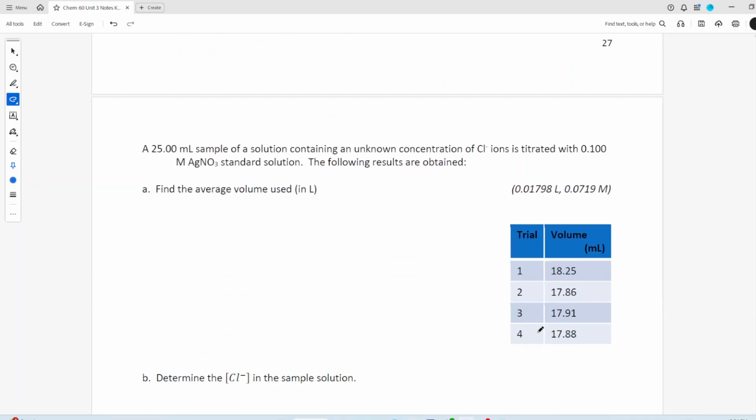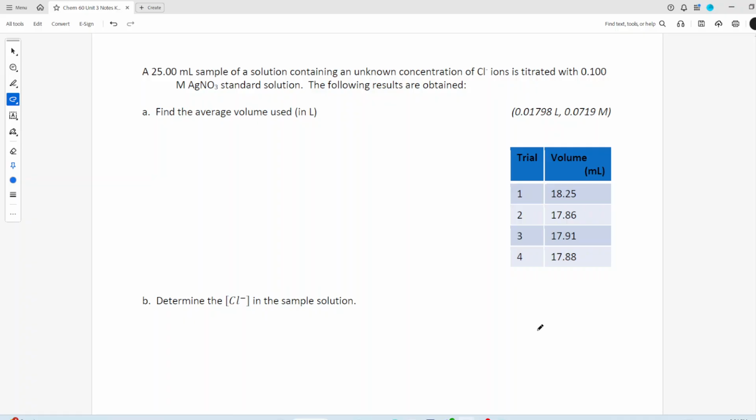Let's make it a little bit more like a lab. So for this next one, we have a 25 milliliter sample solution containing an unknown concentration of chloride ions titrated with a 0.1 molar silver nitrate. Instead of doing one sample, we did 4 trials. We found that in each of the trials, we added a different volume of my standard solution, but they're not too far off. So what I'm going to do first is find the average volume of my standard solution.